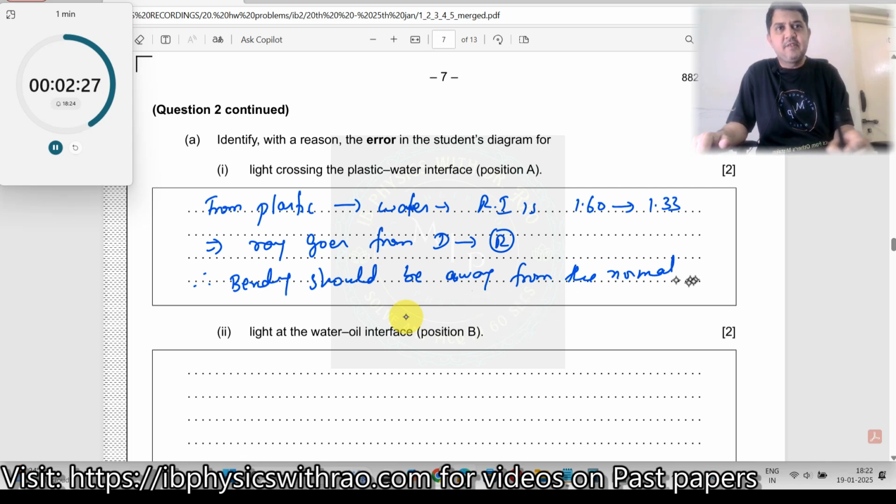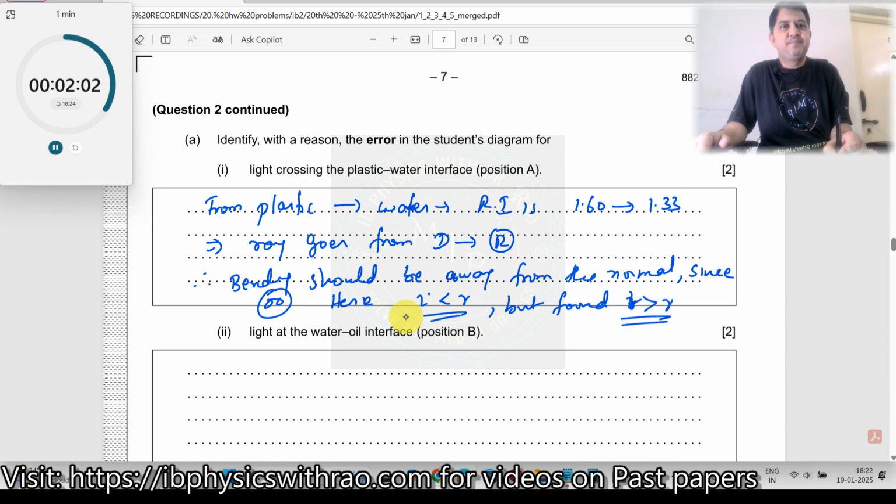Since it is going from denser to rarer, we have mentioned this. In other words, you can also put the reason as: it's going from denser to rarer, so I should be less than R, but what did we find? I is greater than R. So therefore this is one mistake.